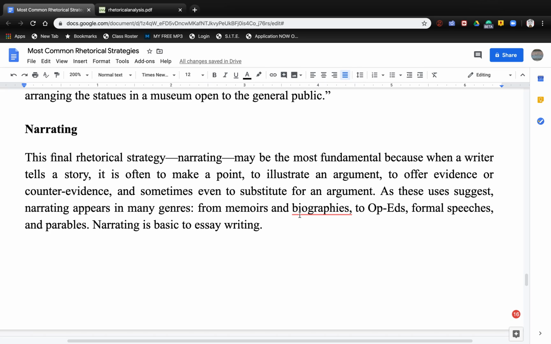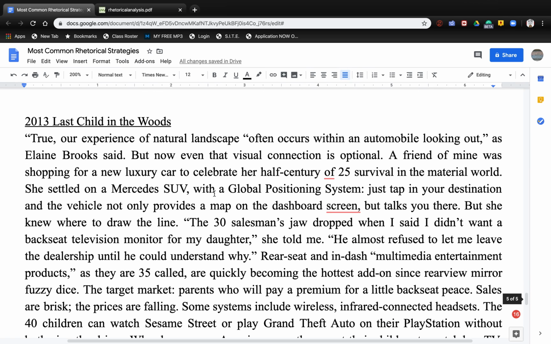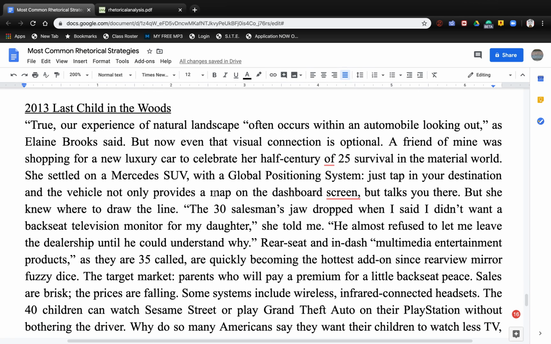And the story illustrates an argument, illustrates a point, offers evidence, counter evidence. Sometimes a story can be its own argument. So, narrating is probably one of the most common and one of the most useful because they relate to the audience personally. So, look at this example from the 2013 Last Child in the Woods.